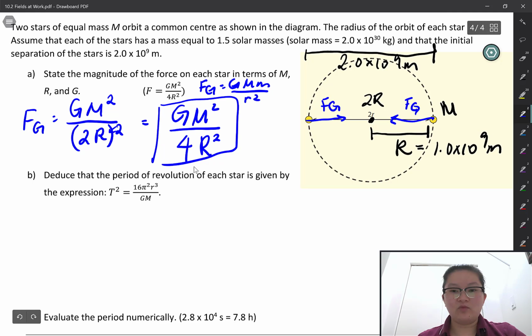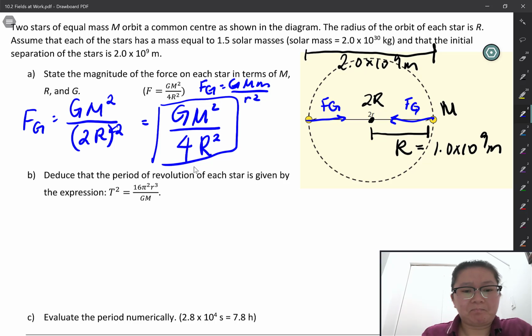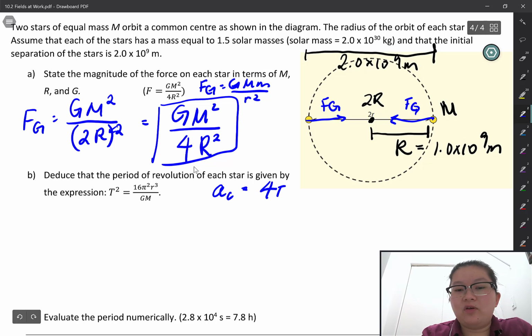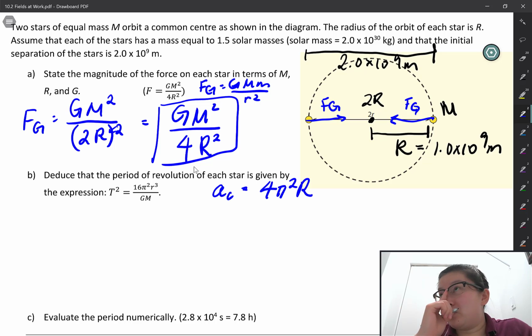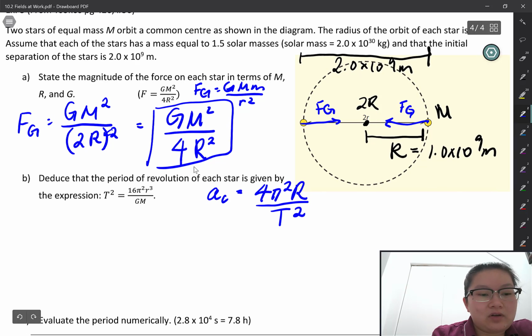Next up, we want to deduce the period of revolution of each star. This is going to come from the circular motion aspect of this question. Let's just use the one in your data booklet. Your data booklet says the centripetal acceleration is 4 pi squared times the orbital radius divided by period squared. So that we will use for these two stars in orbit.